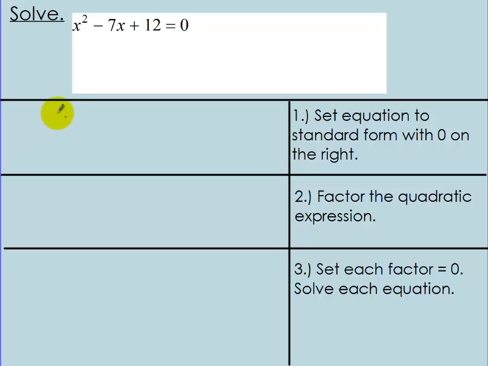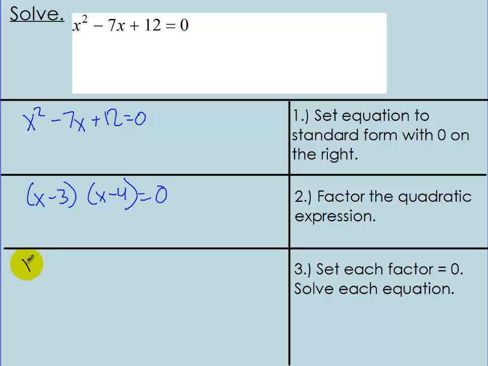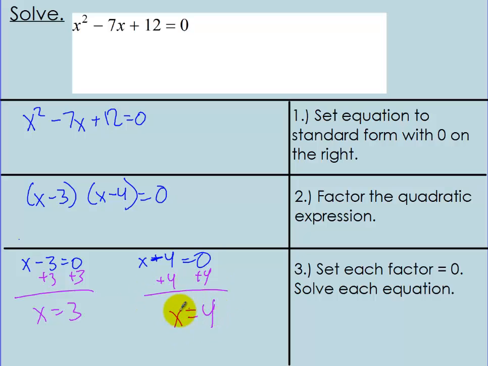Let's do another example. So is it already in standard form? Yep. So I'm going to write x squared minus 7x plus 12 equals 0. And then I'm going to factor. And the factors for that are going to be x minus 3 times x minus 4 equals 0, because you multiply those to positive 12 and add to -7. And then set each of those factors equal to 0. So x minus 3 equals 0 and x minus 4 equals 0. And then we'll solve for each of these. So you're going to add 3 to both sides, you get x equals 3, and add 4 to both sides, you're going to get x equals 4. So my two solutions are x equals 3 and 4.